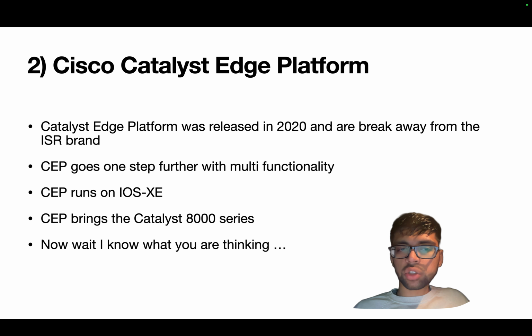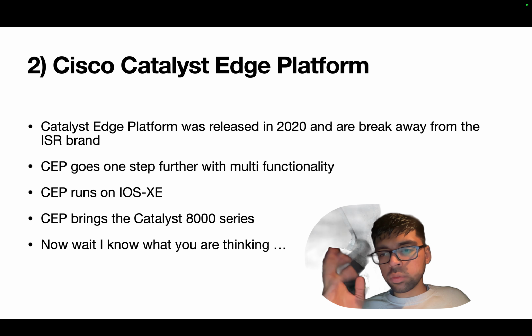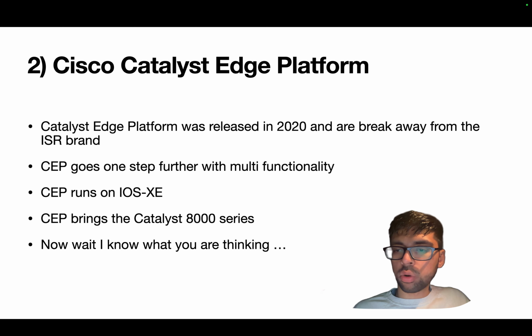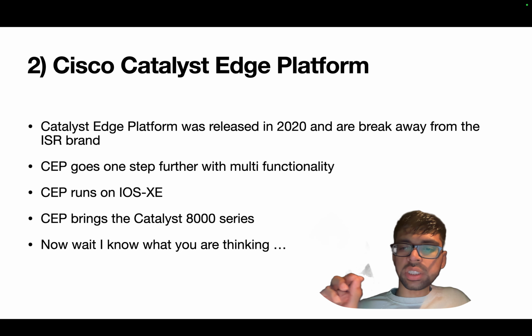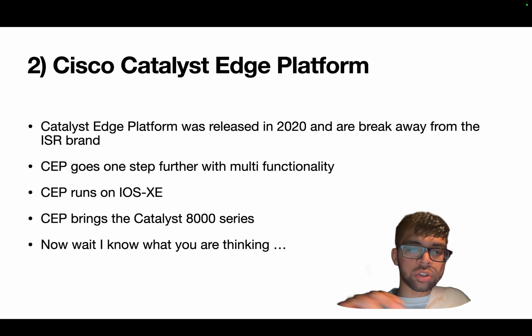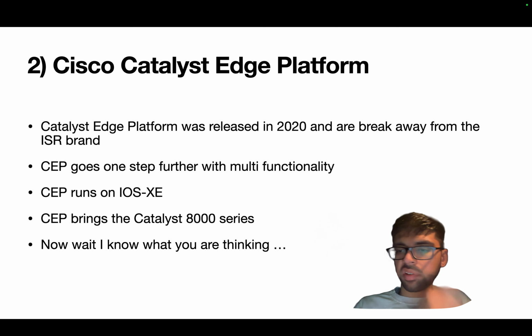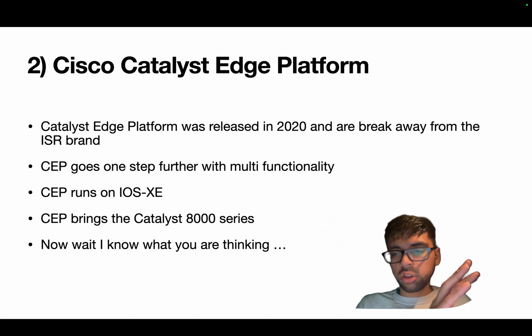It's running on IOS XE, and these devices are not just traditional routers. What these devices are called, sorry, is using the Cisco 8000 series naming convention. So you see this Catalyst 8000. Don't think about the 2950, 3560. We're not talking about those. Those are switches. These are routers, but they're cool routers. They do a lot more than your traditional router.